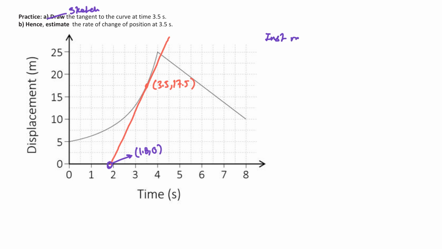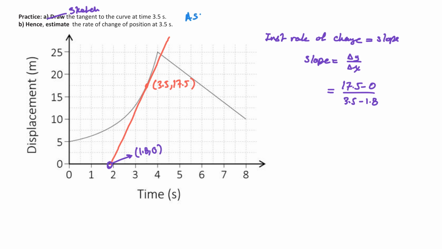And so instantaneous rate of change is the slope. So maybe you might get a mark for understanding that the slope is equal to rise over run. The change in y, I'm going to have this as my starting position, this is my end position. The change in y, last one is 17.5, initial one is 0. And for my x values, my last one is here, my initial one is here, so that's 3.5 minus 1.8. I'm going to add to the question, assume two significant figure accuracy.